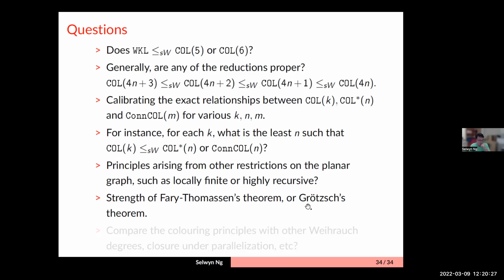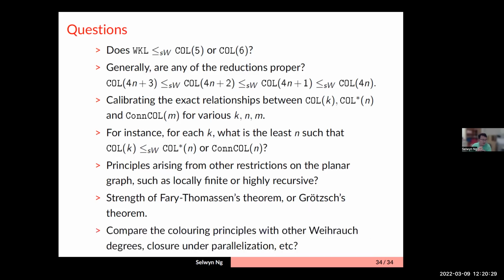And finally, we didn't really look at comparing with other principles that arise in the entire zoo of Weihrauch degrees and closure under these other operations. So that would also be nice to clarify.